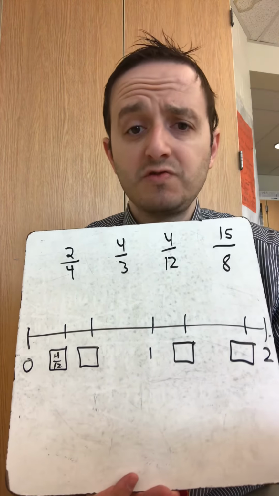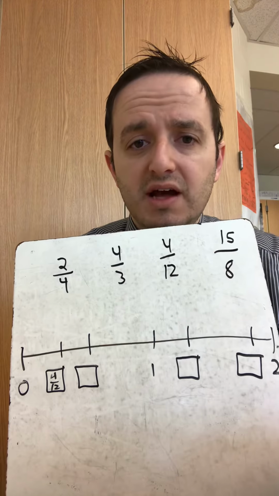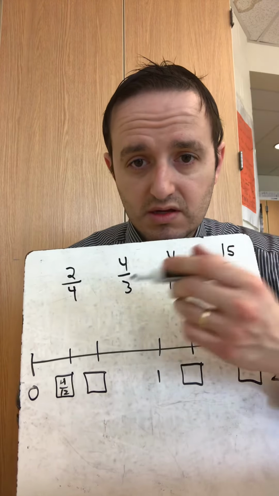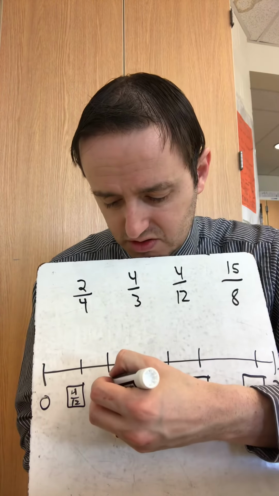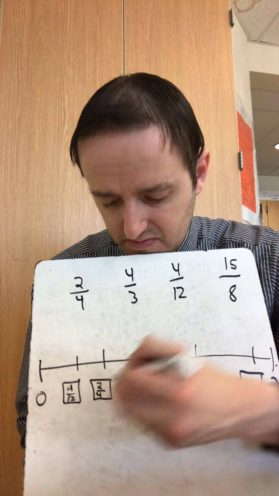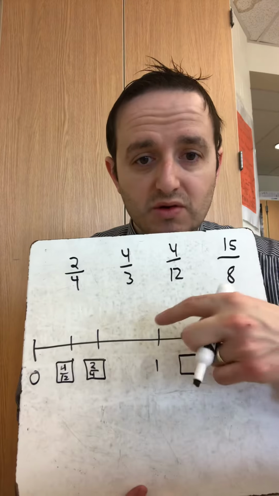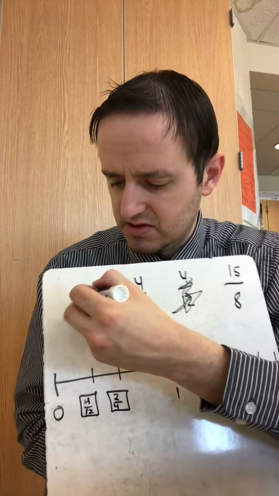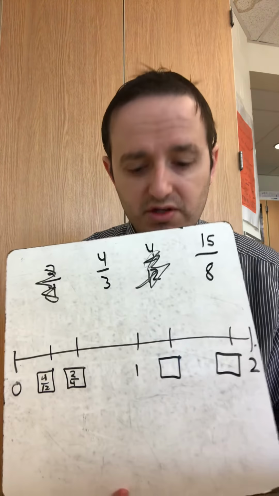Now let's see if this one is a half. If my denominator is 4, then for it to equal a half, my numerator has to be half of 4, which we know is 2. Is that a 2? Yep. So this one is 2/4. Now we're stuck with these two. So we're done with this one. It's always good to cross out which ones you've done. And this one. So now we're left with 4/3 and 15/8.